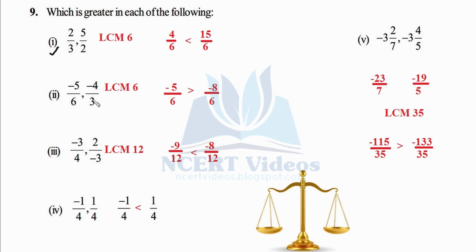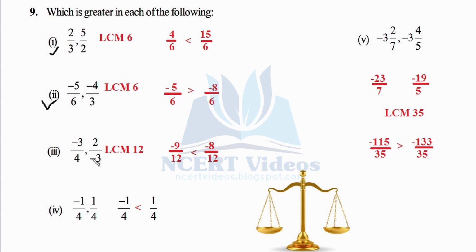Second, same sign, different denominators, you cannot directly compare them, taking LCM. 6 will be the LCM, then 6 1s are 6, 1 5s are 5 with a negative sign, 3 2s are 6, 2 4s are 8 with a negative sign. Therefore, negative 5 is greater because we are talking in terms of negative numbers.